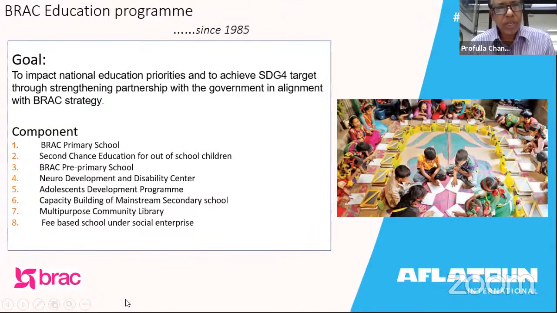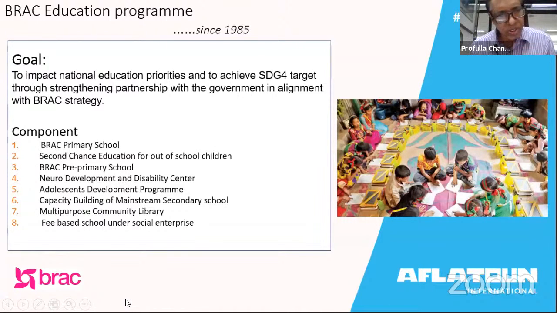A little bit about the BRAC education program. It was established in 1985. Although BRAC worked in education from 1972, for primary education we started in 1985. The goal of this program is now to impact national education priorities and to achieve the SDG 4 targets through strengthening partnership with the government, in alignment with BRAC strategy.